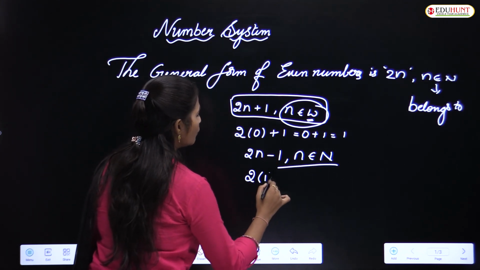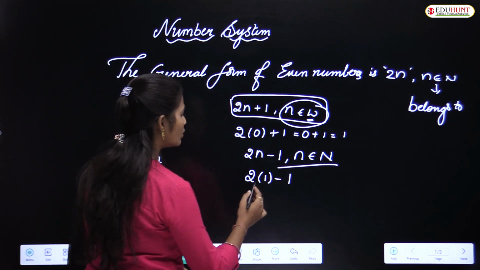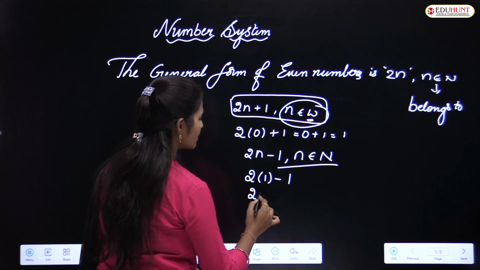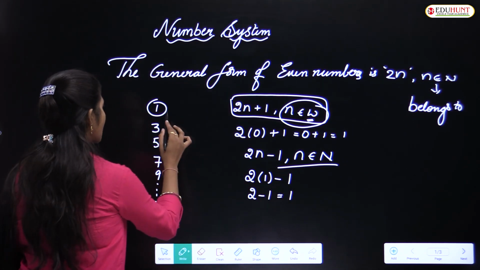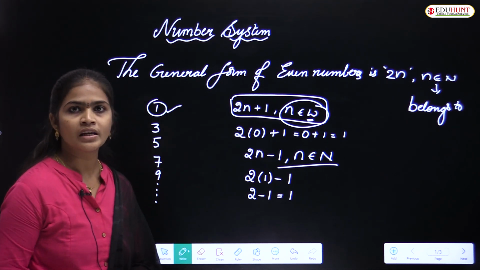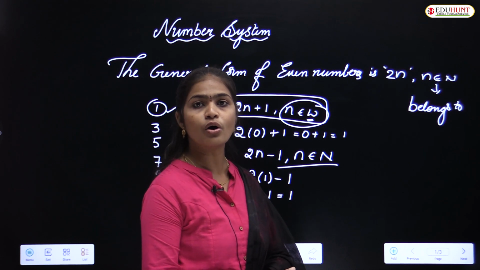So 2 into 1 minus 1. Natural numbers mean starting with 1, no? So 2 into 1 is equal to 2, 2 minus 1 is equal to 1. So what is that starting odd number? 1 only, no? That's why in natural numbers, what is the general form of an odd number?